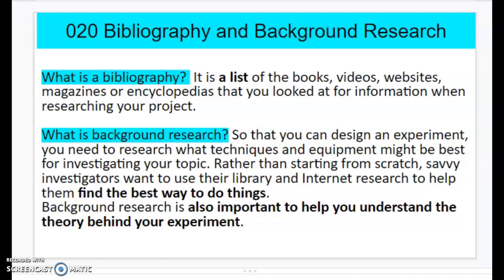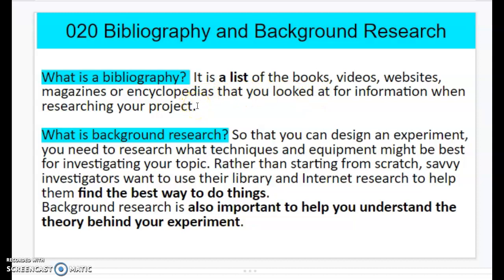I just wanted to take some time to go over briefly what your bibliography is and spend a little bit of time talking about how to do background research. So just briefly on the bibliography, it's just a list of any resources, books, videos, websites, magazines, encyclopedias that you look at for information when researching your project.